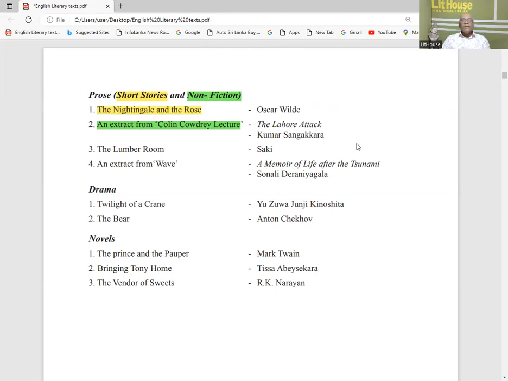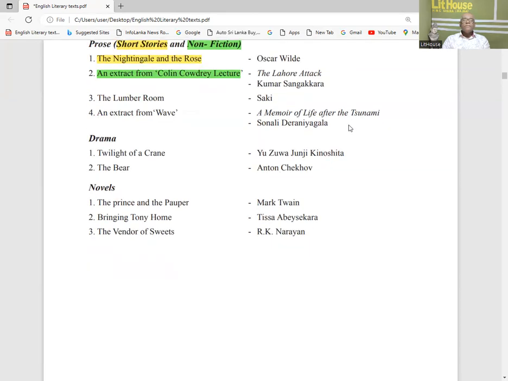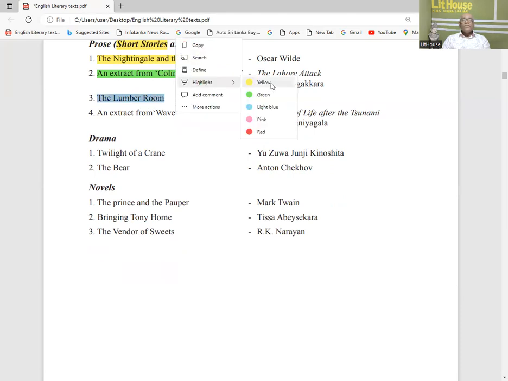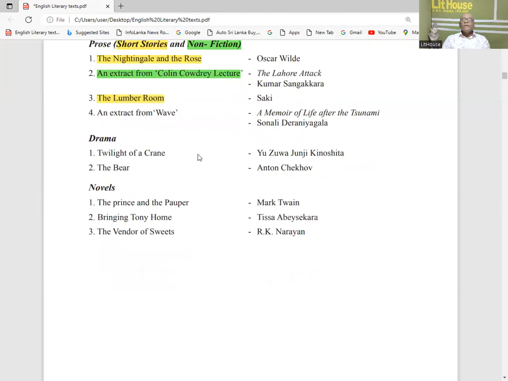Right? The Lahore attack. The other name is the Lahore attack. Kumar Sangakkara, you know, our Sri Lankan cricketer. The Lumber Room. This is a short story. Write it down. The Lumber Room is a short story. The writer, Saki. Very easy to remember.